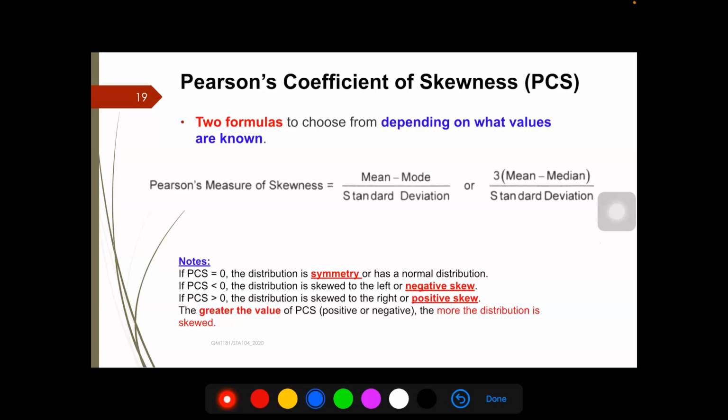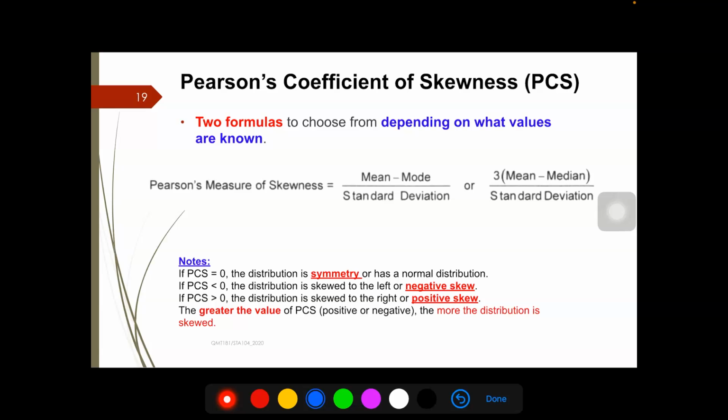The value that you obtain from Pearson coefficient of skewness is either equal to 0, less than 0, or more than 0. Now, if you have obtained the PCS equals to 0, it means that your data is symmetric, or your data is a normal distribution. And when you have obtained the value of PCS less than 0, you have a negative skewness. And for PCS greater than 0, it tells you that your data is skewed to the right. The greater the value that you obtain under PCS, the more skewed the data is.